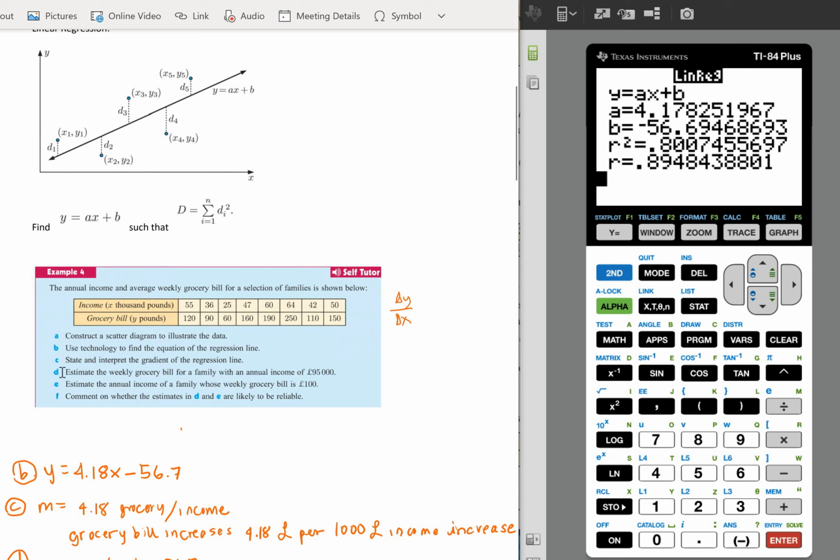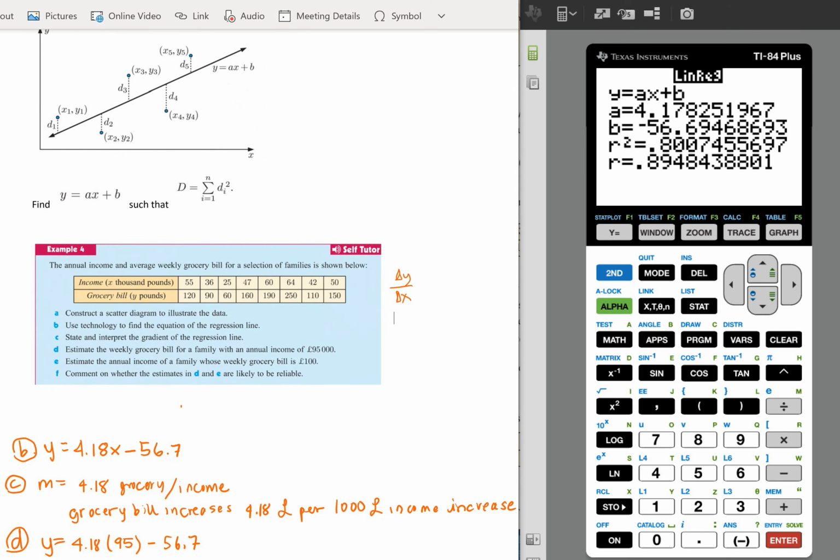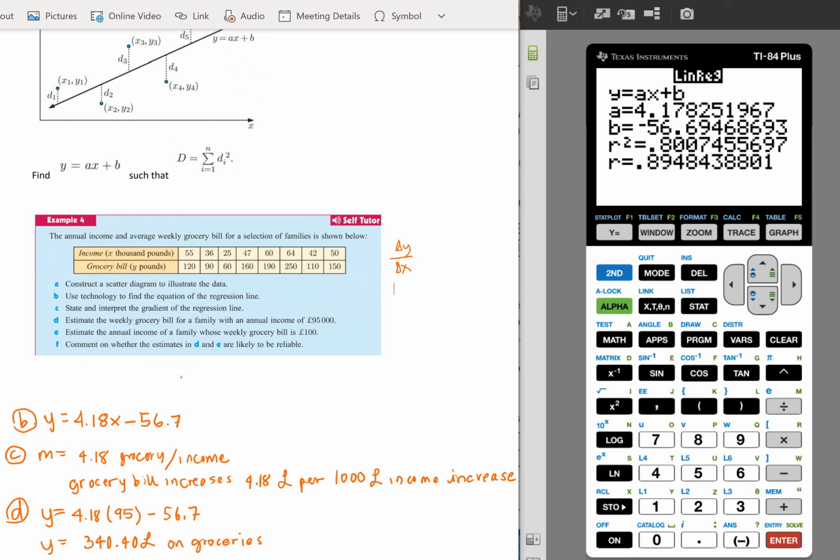Part D, we want to estimate the weekly grocery bill for a family with an annual income of $95,000. By estimate, they actually mean calculate using the regression equation. The regression equation is an estimate, and that's why you're estimating. In order to get full marks, I would substitute 95 in for X. That's because the equation is in thousands of pounds, so I don't need to write 95,000, I just write 95. Do that math on my calculator, and I end up getting 340 pounds on groceries. So if a family made 95,000 pounds per year, we would expect that they're spending about 340 pounds on groceries per week.